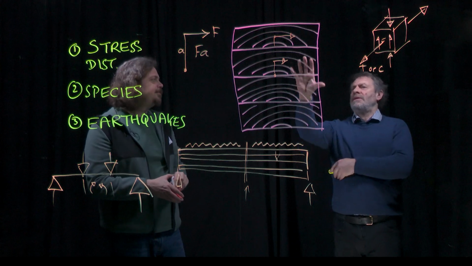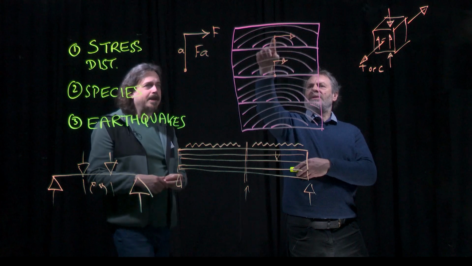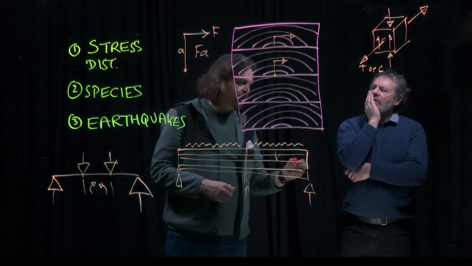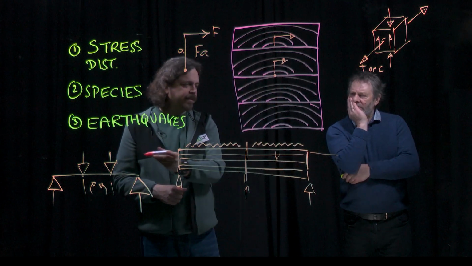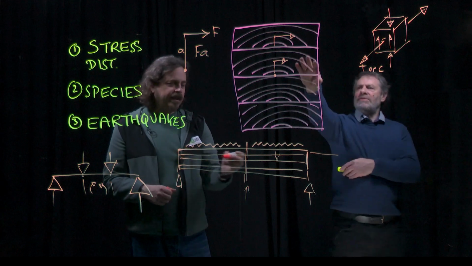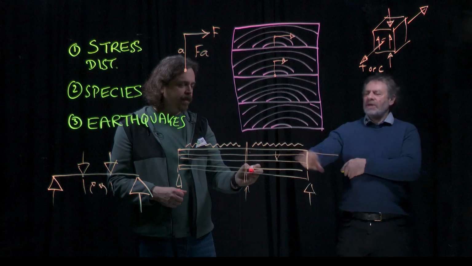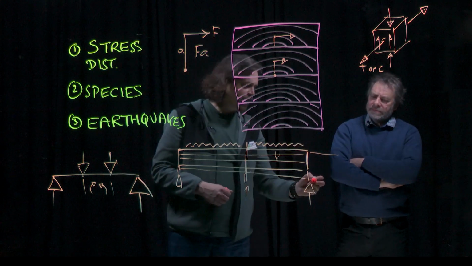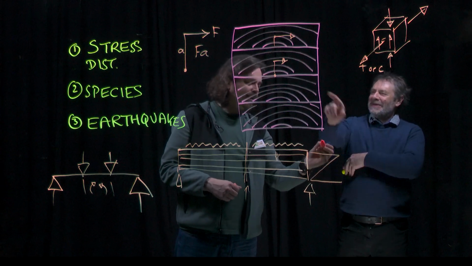Can I just ask, how are you loading this? Are you still loading it that way? No, it's in bending. So if the direction of the stresses is in this direction, it's axial. So we have compression in the top, tension in the bottom. Which is why I should have drawn it like that.